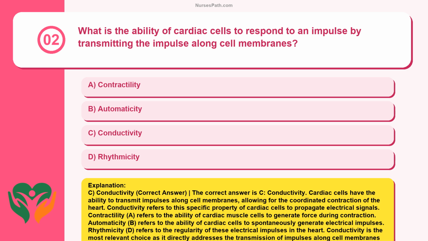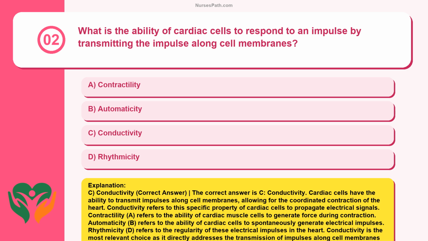Conductivity. Cardiac cells have the ability to transmit impulses along cell membranes, allowing for the coordinated contraction of the heart. Conductivity refers to this specific property of cardiac cells to propagate electrical signals.